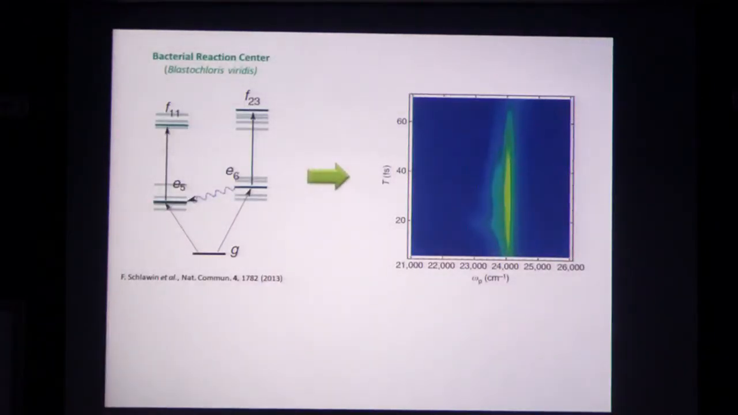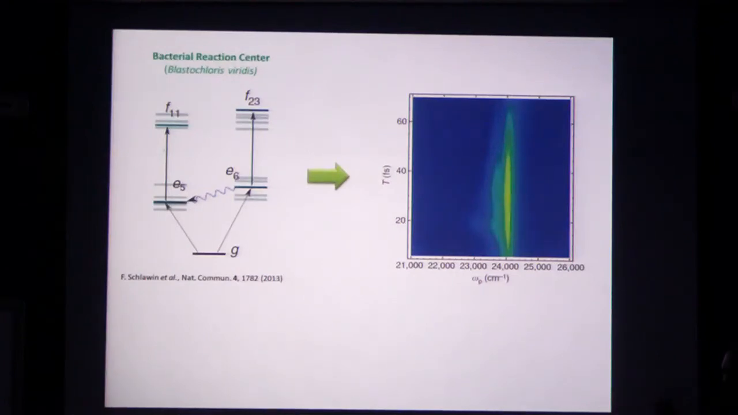This is a proposal by Shaul Mukamel and Frank Schlawi in 2013. They were saying to think of this system, which is a bacterial reaction center. It has 42 doubly excited states and 12 intermediate states. That's the structure of that sample. So basically what we see here is that if we tune our pumping laser to the energy of F23, the transition will happen through intermediate states and reach F23. Interestingly, this transition can only be excited through this E6 level.